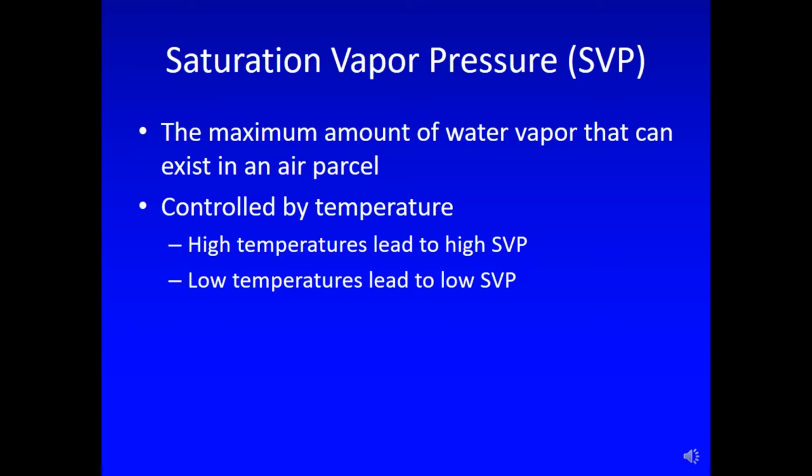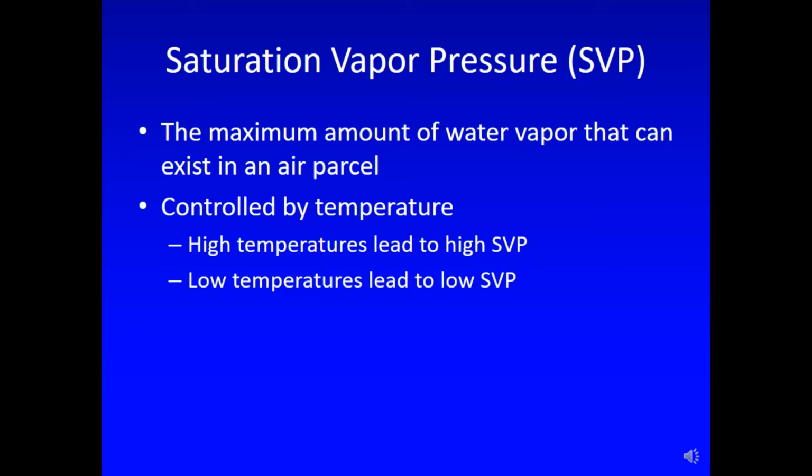So, by definition, the saturation vapor pressure is the maximum amount of water vapor that can exist in an air parcel, and it's controlled by one thing and one thing only. It's controlled by the temperature of the water. If you have high temperatures, then you have a lot of molecules at the air-water interface that have enough kinetic energy to break the hydrogen bonds that are holding the liquid water together, and you'll end up with a lot of water vapor in the atmosphere and thus a high saturation vapor pressure.